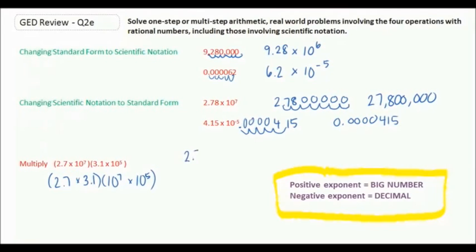2.7 times 3.1: 7 times 1 is 7, then 3 times 7 is 21, 3 times 2 is 6, plus 2 is 8. 1 decimal place here, 1 decimal place here, which means 2 decimal places in our answer. So this gives us 8.37. And we learned that when we multiply the same base, we add our exponents together. So it would be 10 to the 12th power.